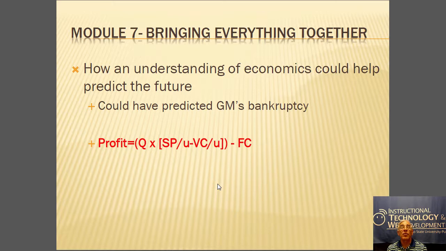With an understanding of this profit formula, we could have predicted General Motors' bankruptcy. Not a surprise. We also could predict what they did after the bankruptcy to turn them from being in the red for 10 years to being in the black.